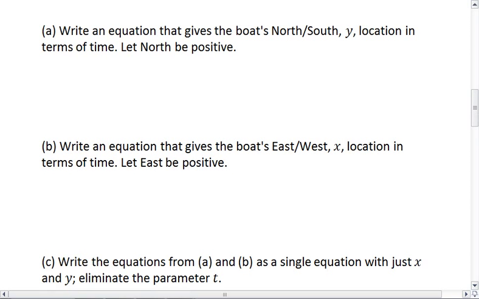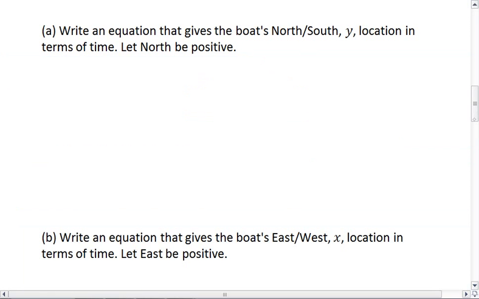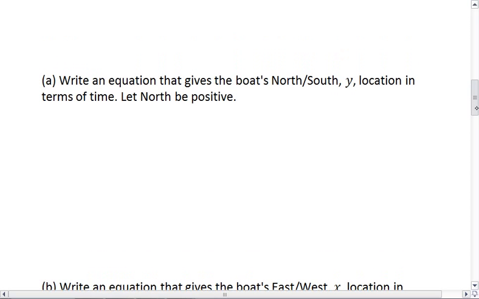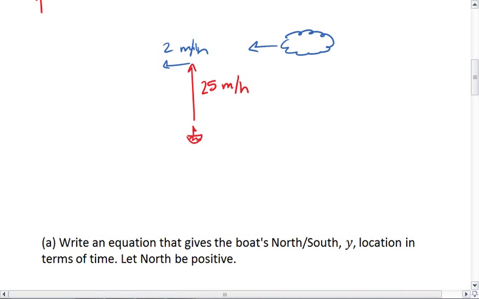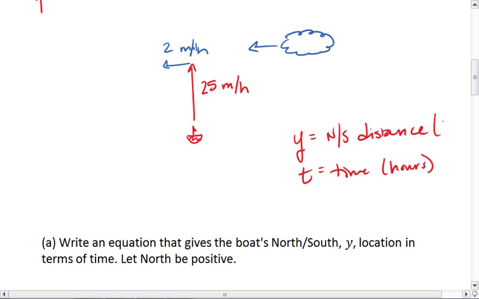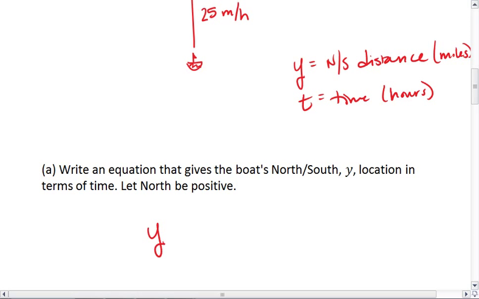First, we're going to write an equation that gives the boat's north-south, or y, location in terms of time. We're going to let north be positive. Well, we realize that our boat, if y is the north-south distance in miles and t is time in hours, then y equals 25 times t.